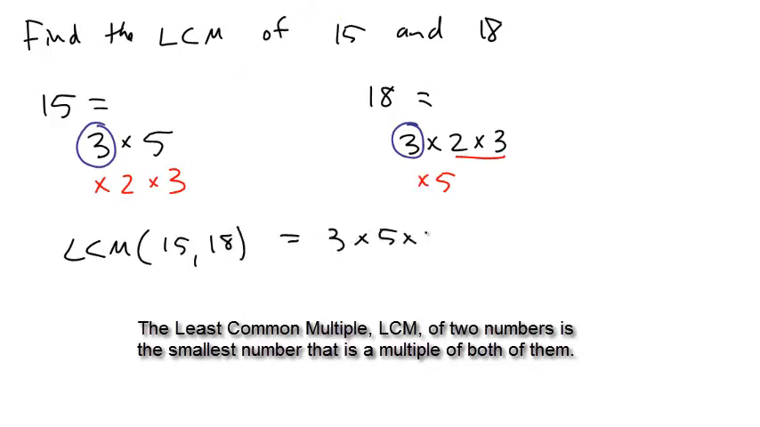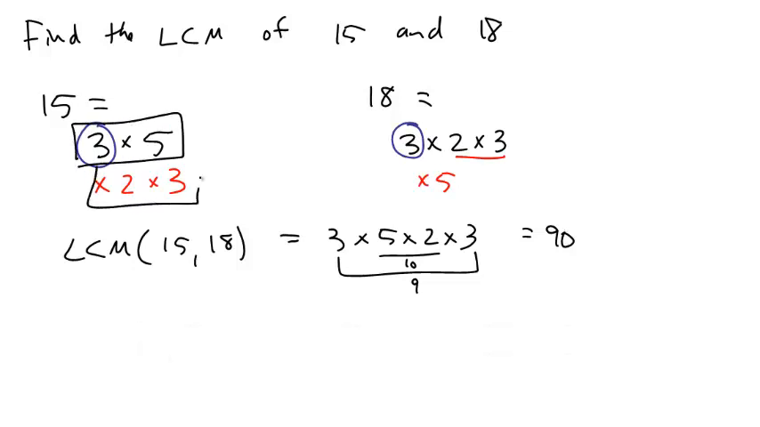3 times 5 times 2 times 3. What is this number? It's always easiest to make tens first. 5 times 2 is 10. 3 times 3 is 9. 9 times 10 is 90. So 90 is the smallest number that is a multiple of 15 and a multiple of 18. It's 15 times 6. It is 18 times 5.